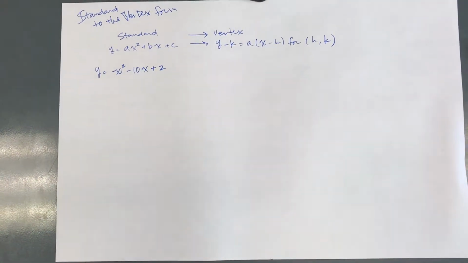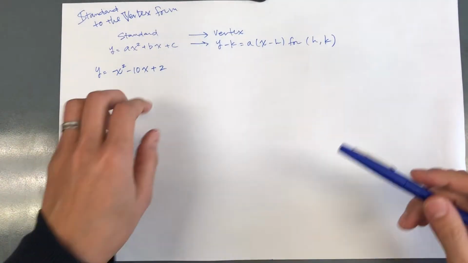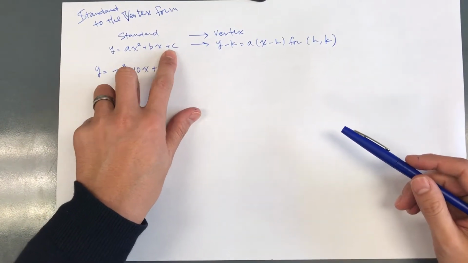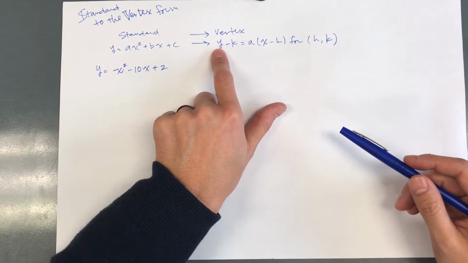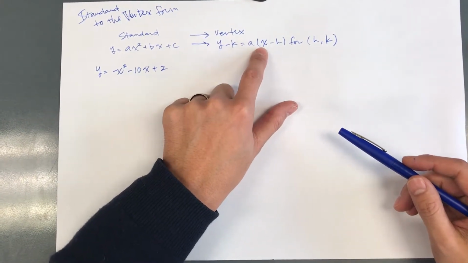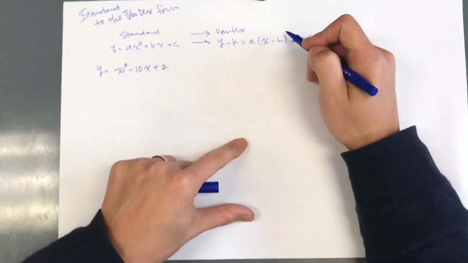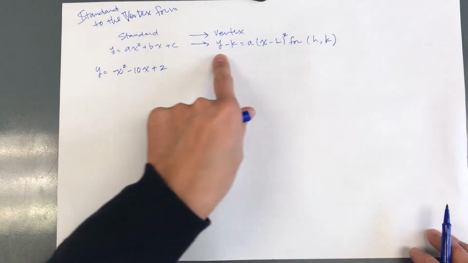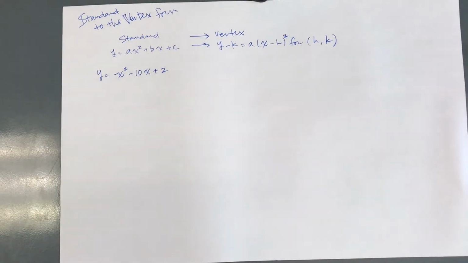Standard to the vertex form. By standard form, we mean that it looks like ax squared plus bx plus c, and by vertex form we mean y minus k equals a, the slope, times the quantity x minus h to the second power. So we are going to change this standard form into a form like this.